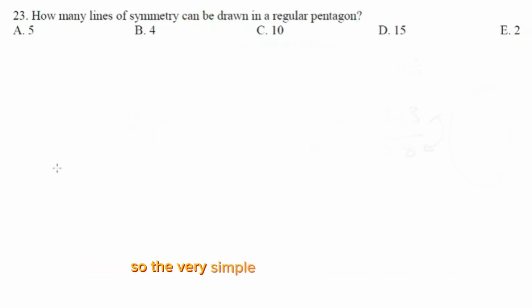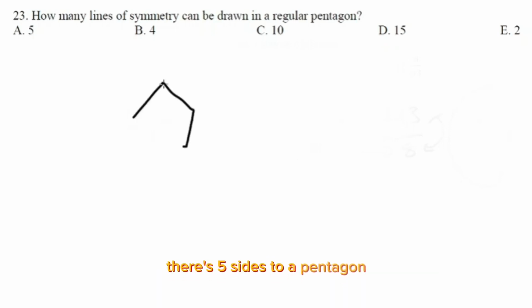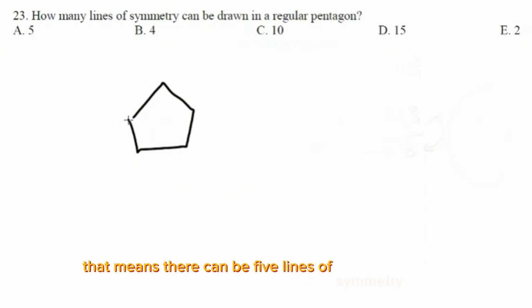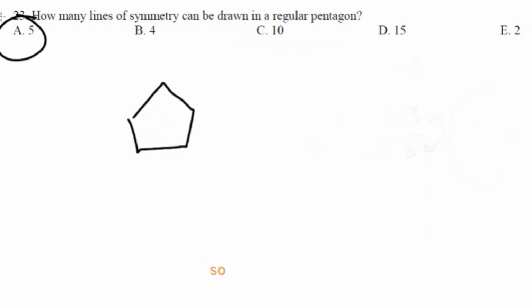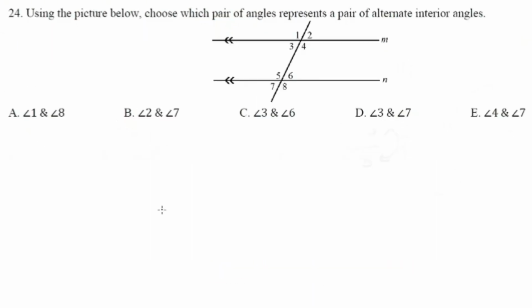The very simple way to explain this is, if you have a pentagon, there's 5 sides to a pentagon. That means there can be 5 lines of symmetry drawn. So the answer is 5. The formula is, however many sides there are, that's the amount of lines of symmetry that can be drawn. So 5 is your answer.